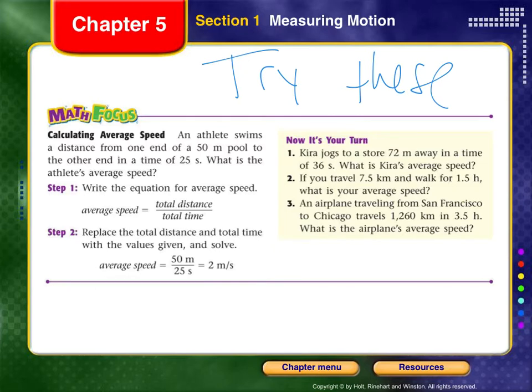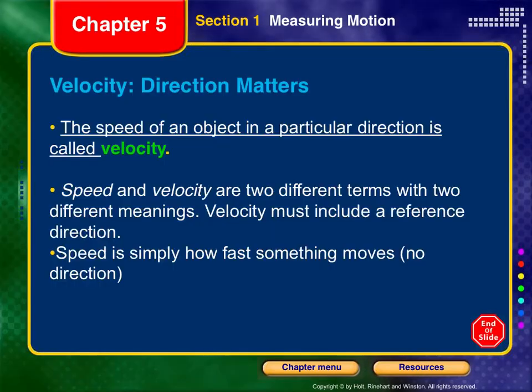All right, well, you just take 50 and divide by 25. Pretty easy, right? So this person was going 2 meters per second. Try these, and I want you to write your answers in the space below. I might do a quick check of your notes in class and see that you did this in class.